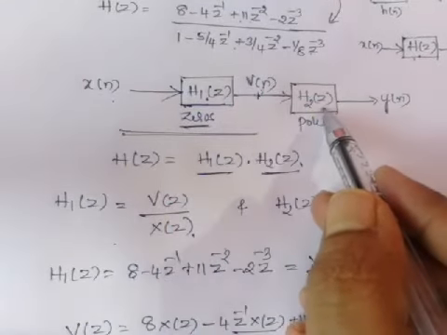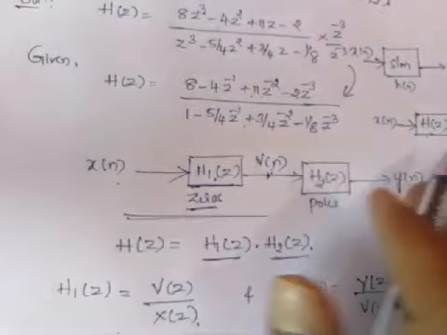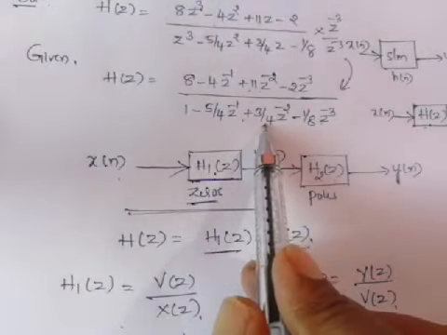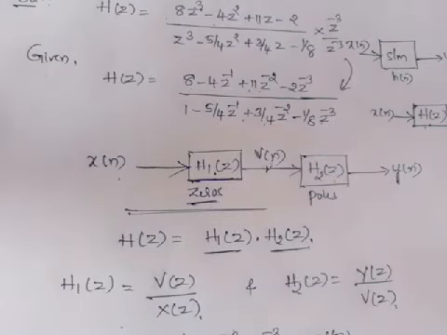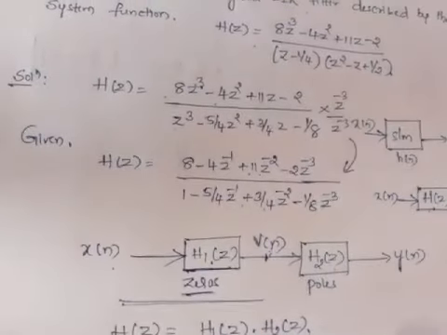So H2 object indicates what? H2 object indicates the pole system. Pole system means, in the given system function, the denominator polynomial indicates the pole system. Next is the pole system, realization of the pole system. See here, pole system means this part.